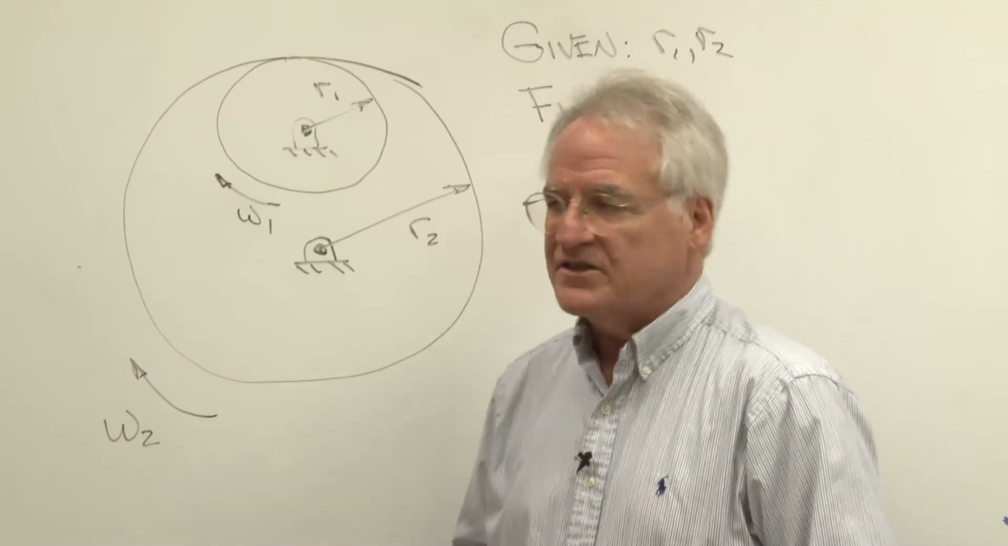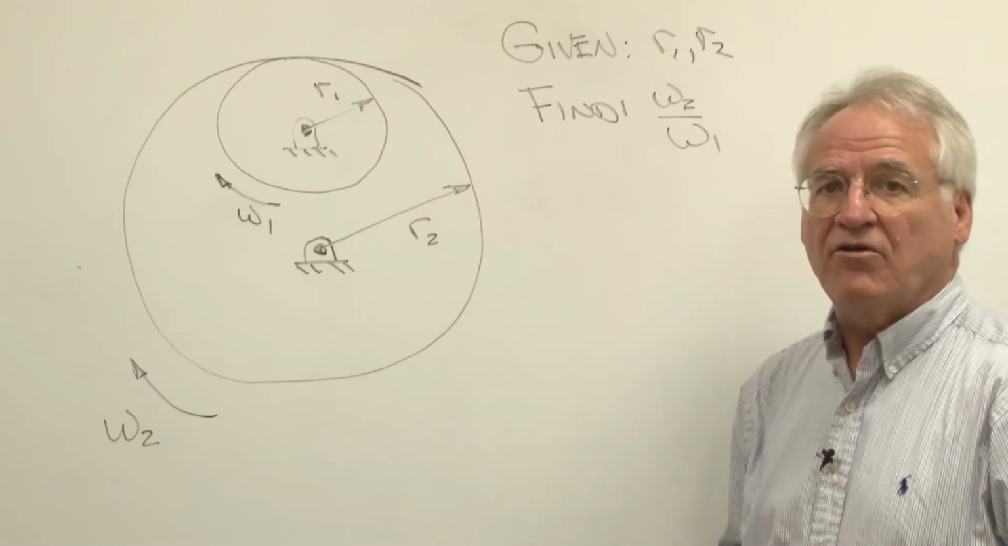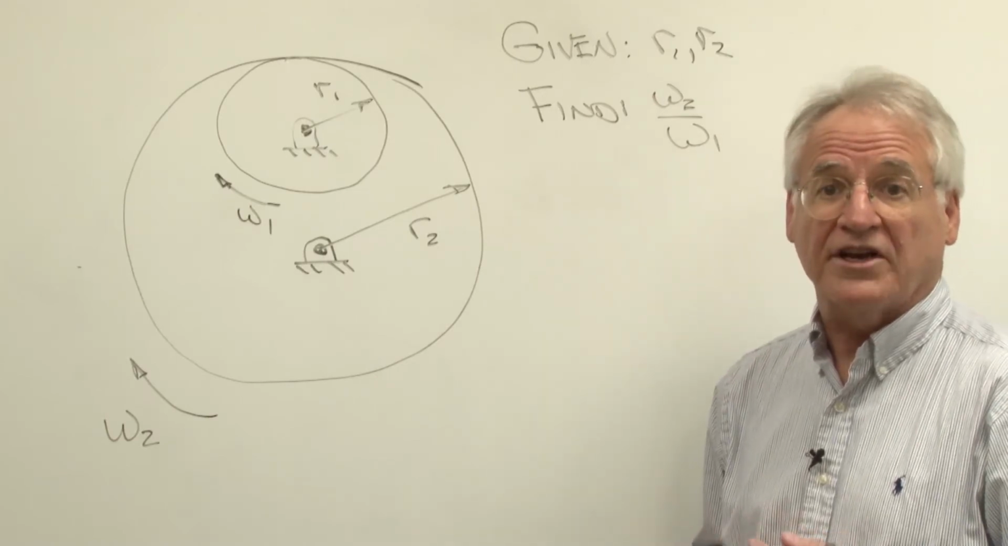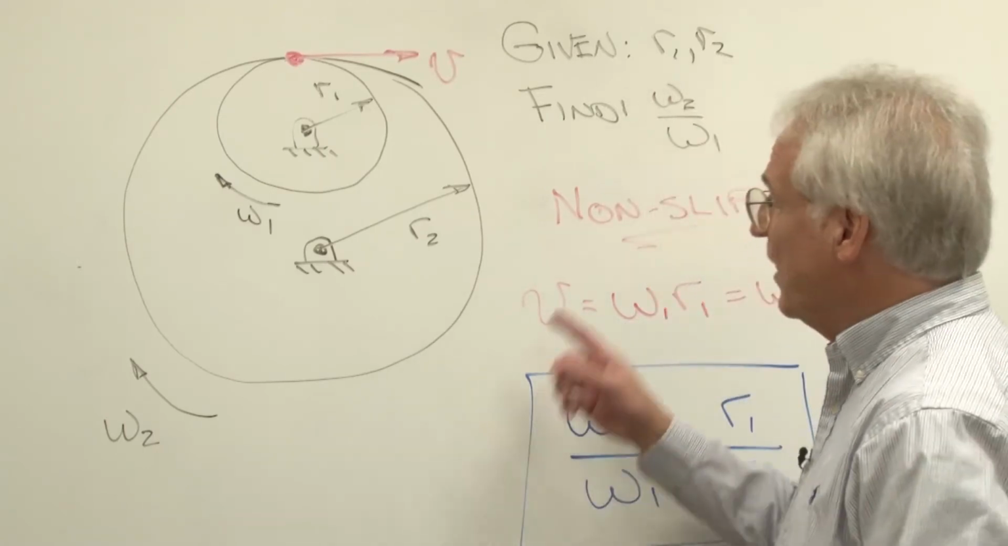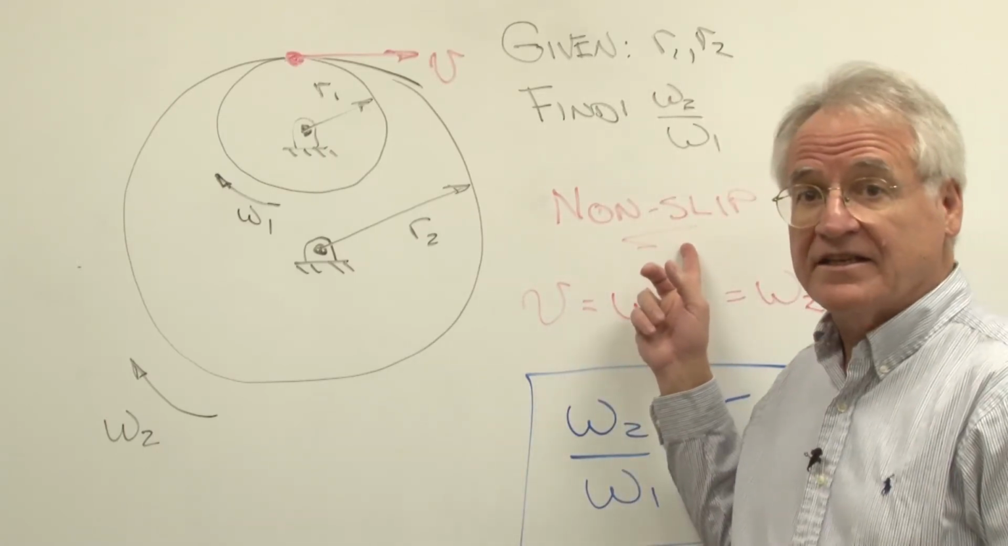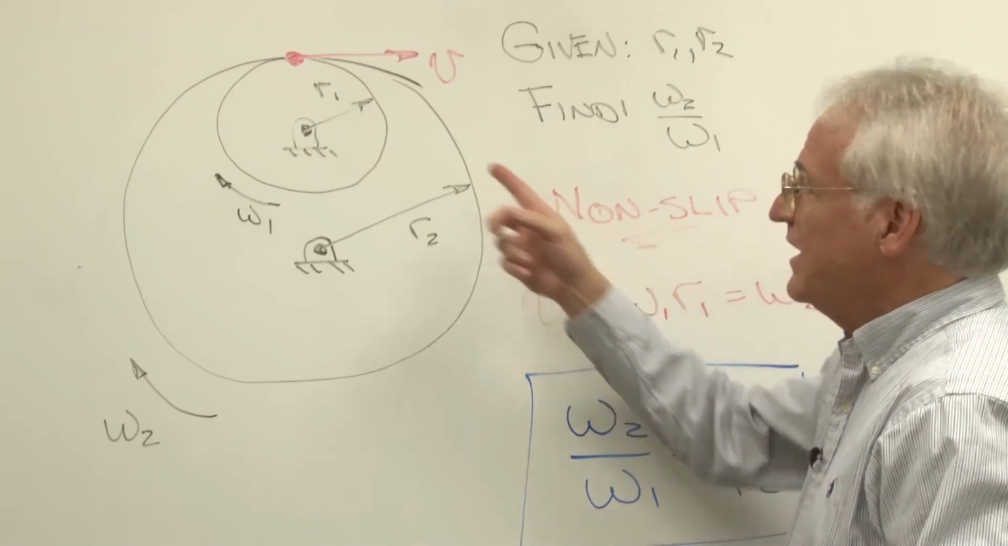The question is the same. Given the radii, find the ratio of the speeds, also the gear ratio. As before, the key to solving the problem is recognizing that the gears do not slip relative to one another.